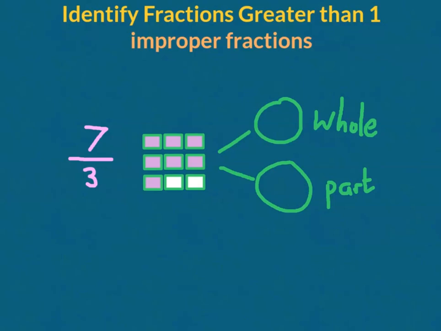As a whole and part model, that is 2 wholes, you can see that here, and 1 part of 3 left. So 7/3 is a mixed number. It is a mixed number. It's 2 1/3.